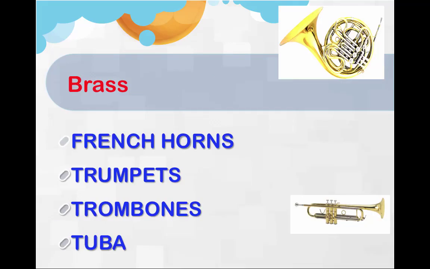Behind the woodwinds, you have brass instruments, and I'm sure you've already guessed, brass instruments are made out of brass. And there are 4 instruments in this section: the French horn, which you see on the top right of the screen, the trumpet on the bottom right of the screen, the trombones, and the tuba. Those, again, are pictured in your textbook.